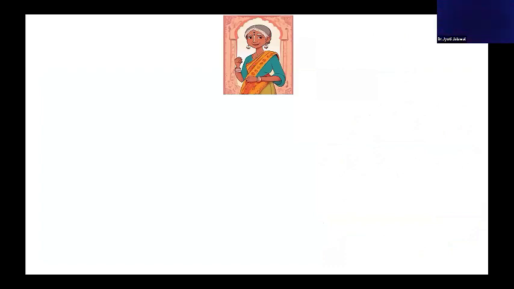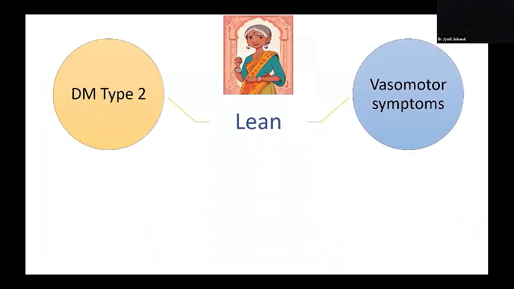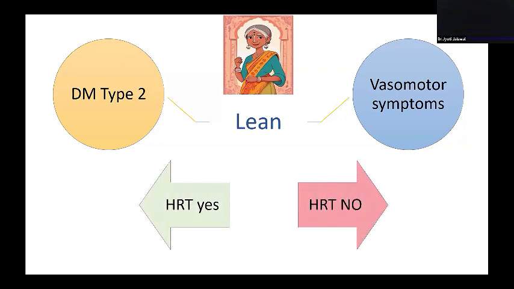Now coming to the next thing, you can see a beautiful lady about 50 years of age. This is a lean, thin lady, and still she has type 2 diabetes with vasomotor symptoms. So one question is whether lean, thin patients are less likely to have metabolic syndrome, or they can also be affected in a similar manner. Yes, madam, they can also be affected in a similar manner.